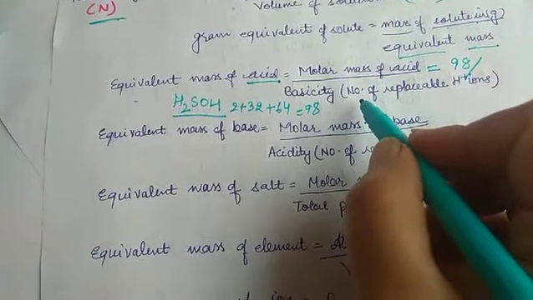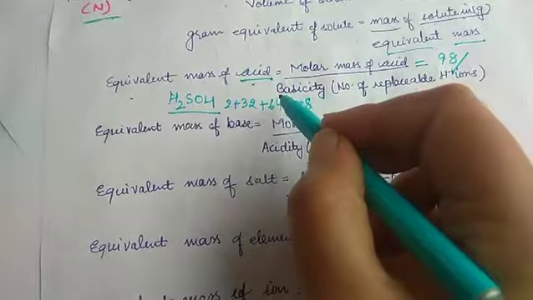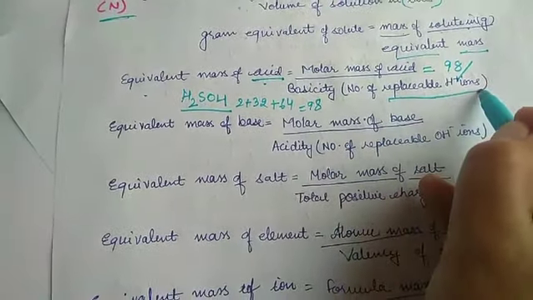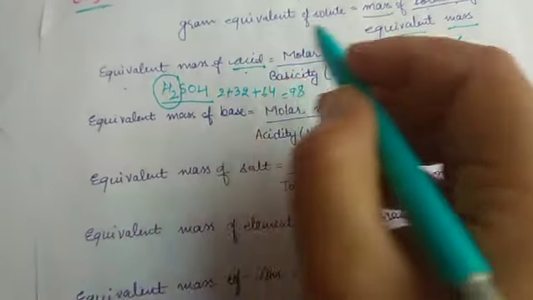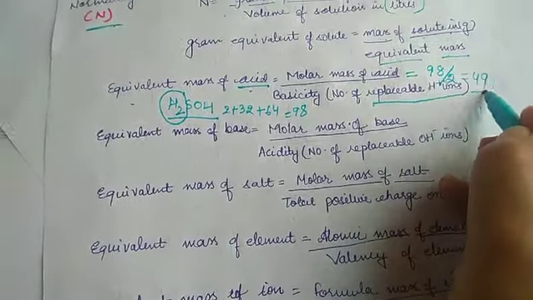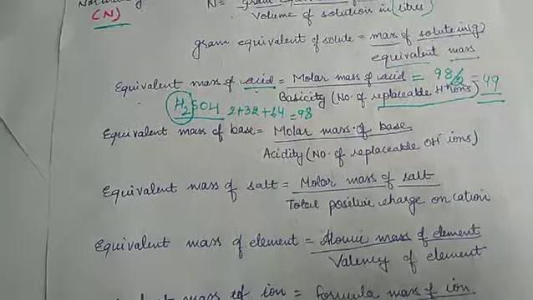Here, for an acid, it is divided by basicity. And what is basicity? Basicity is the number of replaceable H positive ions. So here the H positive ions are 2. So simply divide 98 by 2. That is 49. So the equivalent mass of H2SO4 is 49.